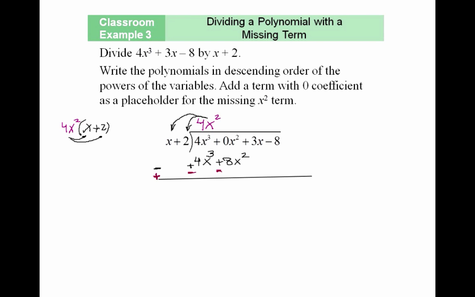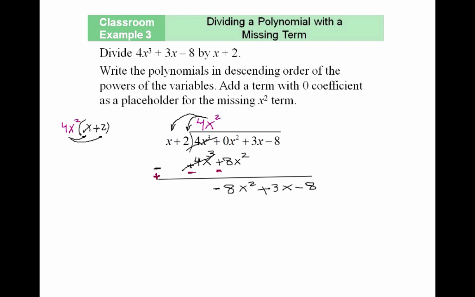4x cubed minus 4x cubed, that adds up to 0. Now here I get minus 8x to the power of 2. Just copy the rest of the terms. This would be my remainder so far. If you understand up to this point, the rest is just keep repeating the same process.